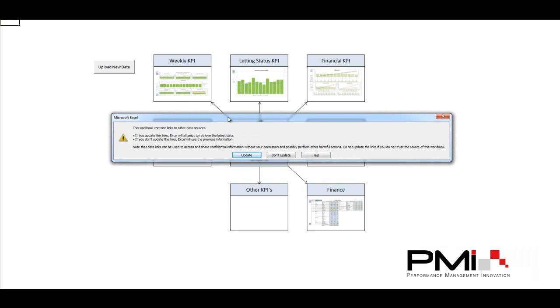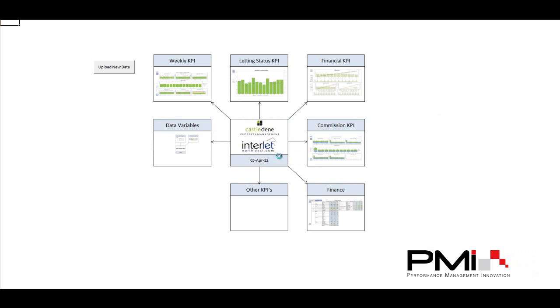The master dashboard pulls all of its data from each of the branch level dashboards. So when you open up the master level dashboard, you'll get this message saying that it's linked to other workbooks. So you'll need to click update. I won't for this example because I haven't got all the links in there, so I'll click don't update. But yours will actually pull all the data in.